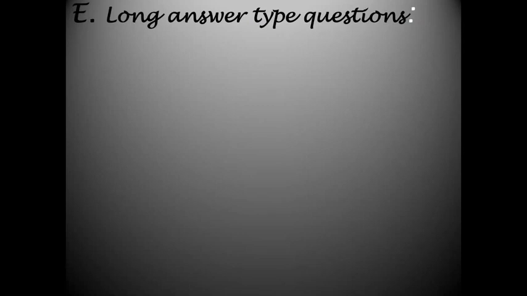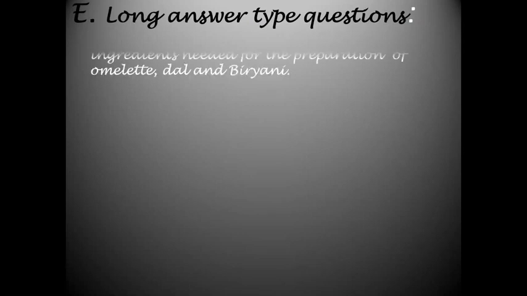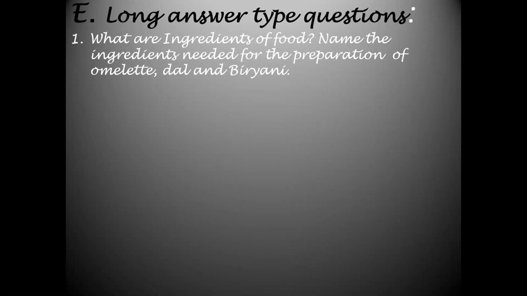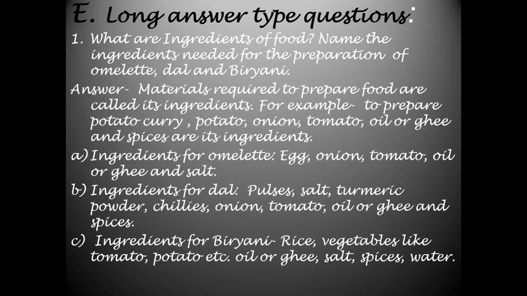Now let's discuss long answer type questions. The first question is, what are ingredients of food? Name the ingredients needed for the preparation of omelette, dal, and biryani. Materials required to prepare food are called its ingredients. For example, to prepare potato curry, potato, onion, tomato, oil or ghee and spices are its ingredients.